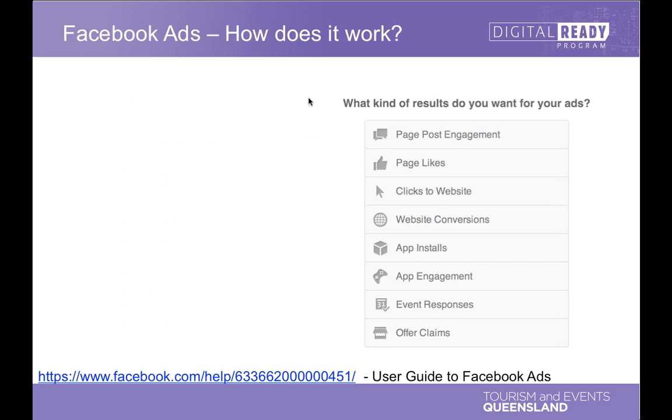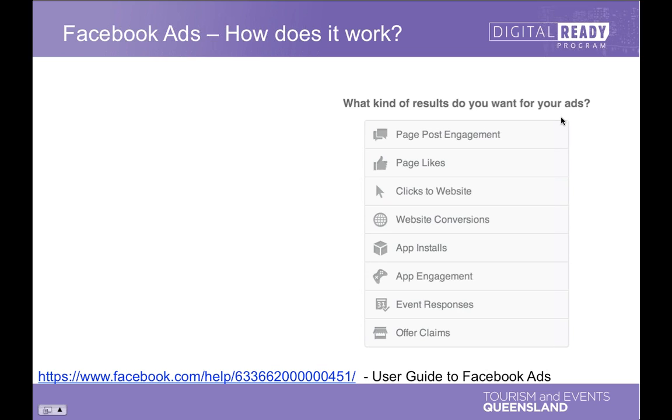So how do Facebook ads work? If you have your Facebook page open, on the left-hand side there's a little list of options that you can do, and one of them is called Create an Ad. If you click on that link, you will get, first of all, this picture here. Facebook asks you, what kind of results do you want for your ads?